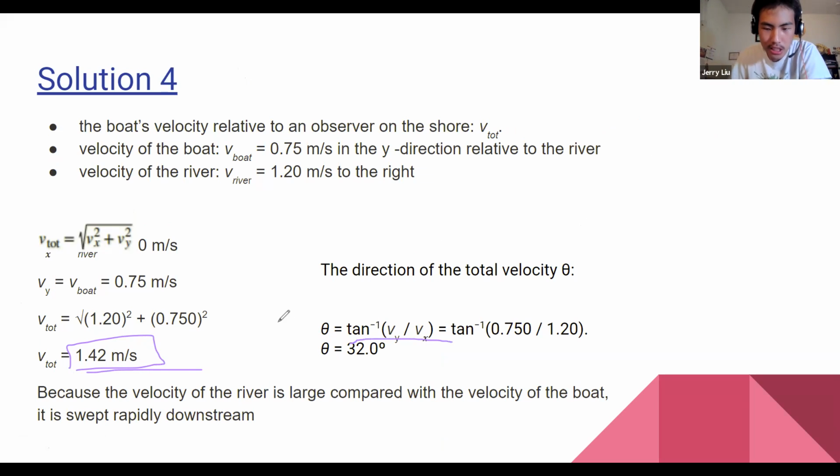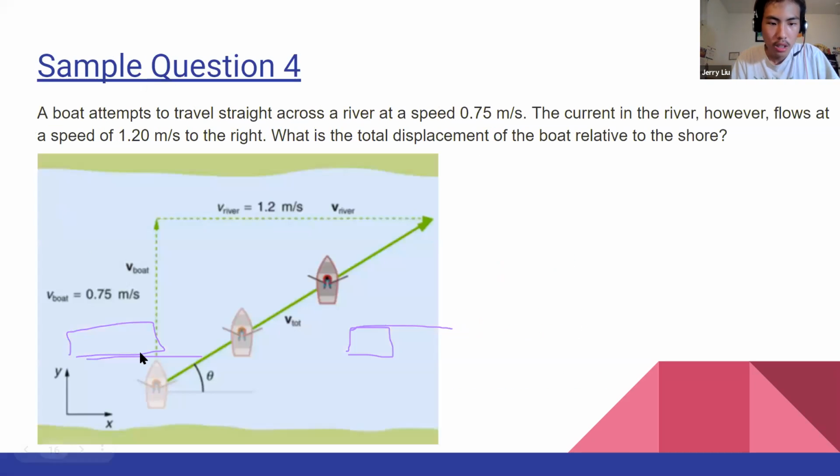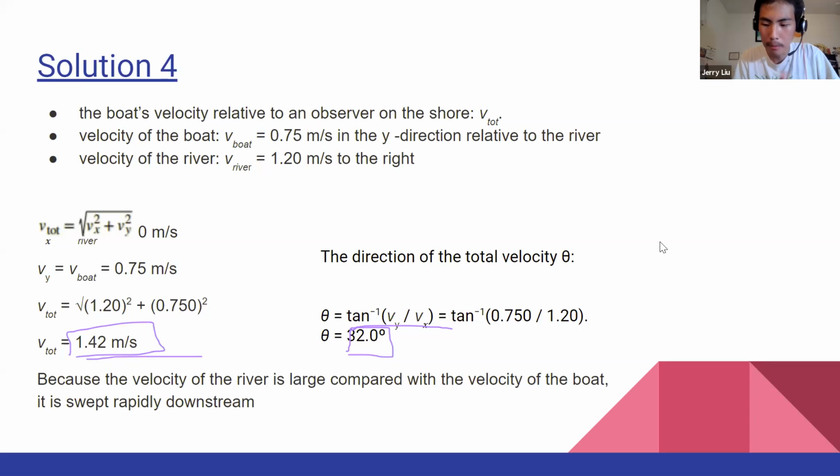So how we will do this is that since we have the two legs of the right triangle, you guys can use the inverse tangent, because we know what the tangent is. So theta is equal to inverse tangent. Remember to set your calculators to degrees, not radians. You'll get theta to be about 32 degrees. So we know it's being swept rapidly downstream at an angle of 32 degrees. It's 32 degrees up from directly right. So it's about this type of angle, as you can see.